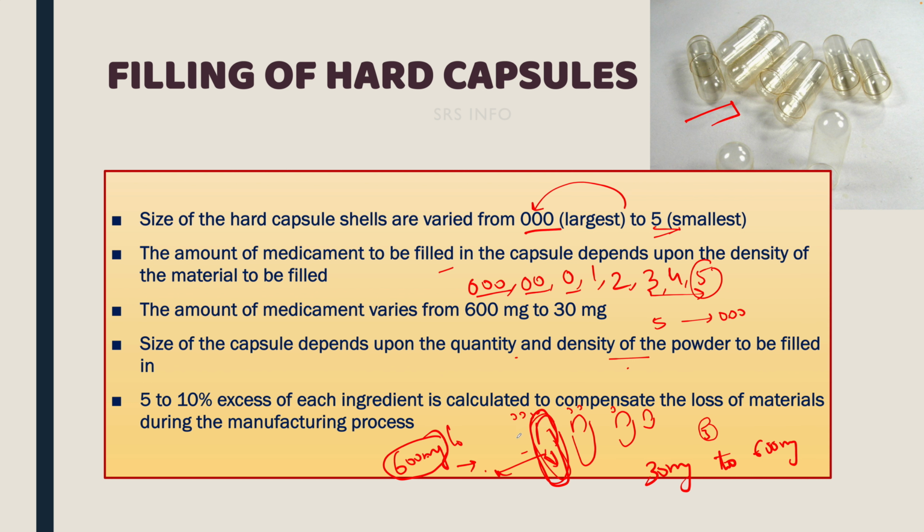To compensate the loss of materials during the manufacturing process, it's always comfortable to take 5 to 10% extra ingredient while making the capsules to avoid the loss of materials while packing. And how does this loss of material happen? During the manufacturing process, the ingredients are coming into contact with various instruments. Clear? Various parts of the machine, so there is a possibility of loss of material by sticking on the machines, etc. To avoid the loss of required medicament in the final product, it's convenient to take 5 to 10% excess of each ingredient while making the course of powder.